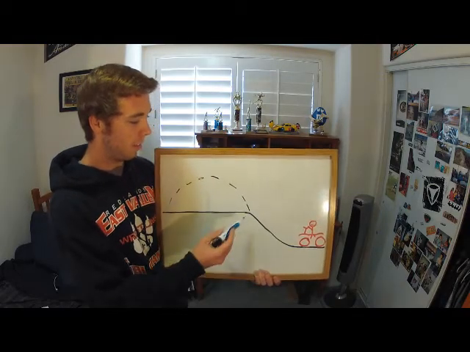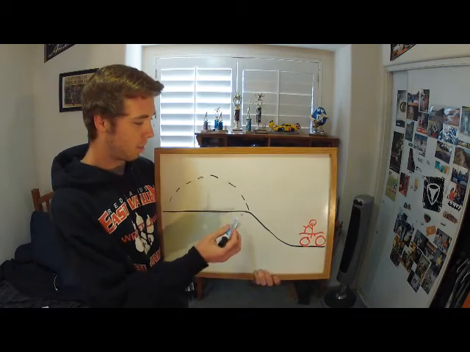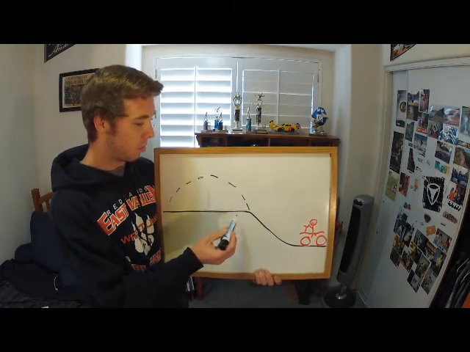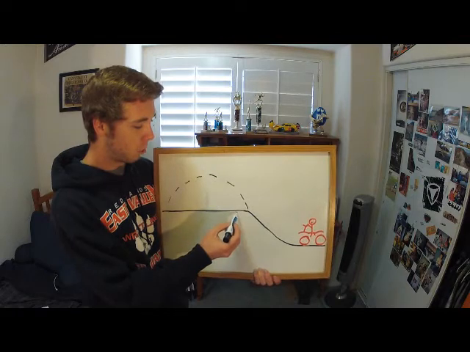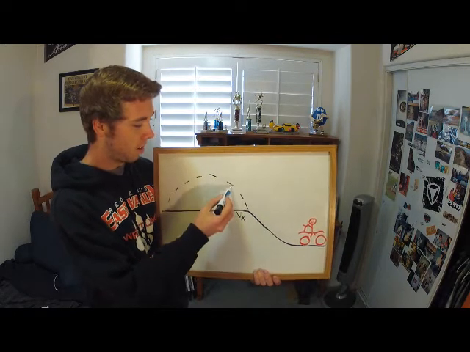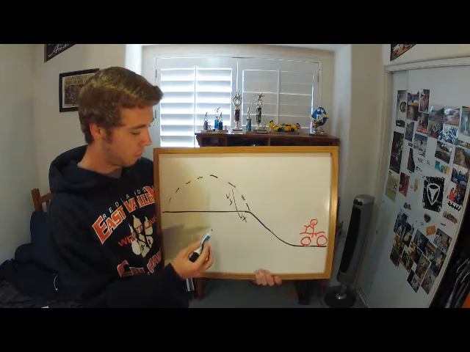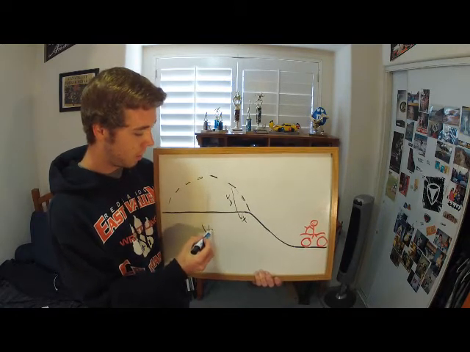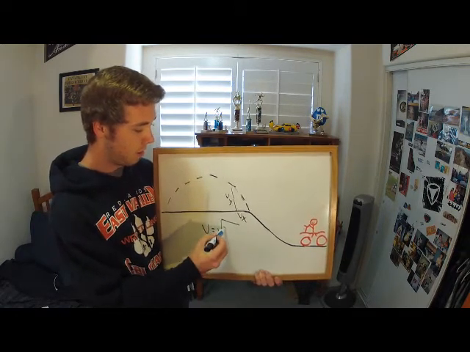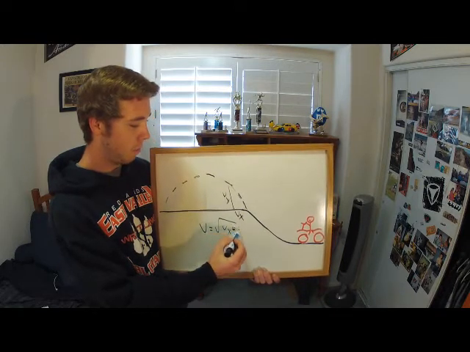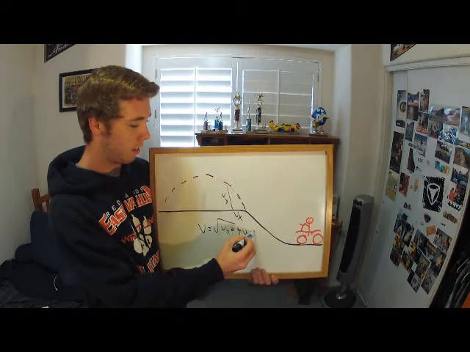Once our stuntman leaves the jump, the velocity that he's going will be broken up into two parts, the horizontal velocity and the vertical velocity. To find the final velocity, we'll do the equation v equals the square root of vx squared plus vy squared.